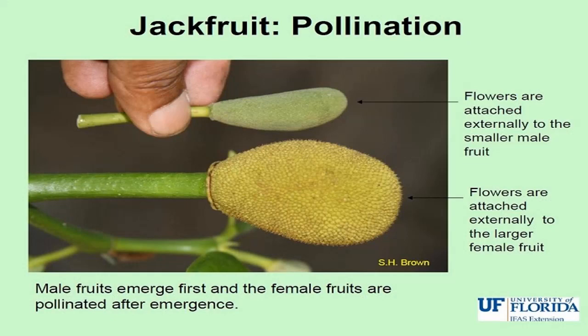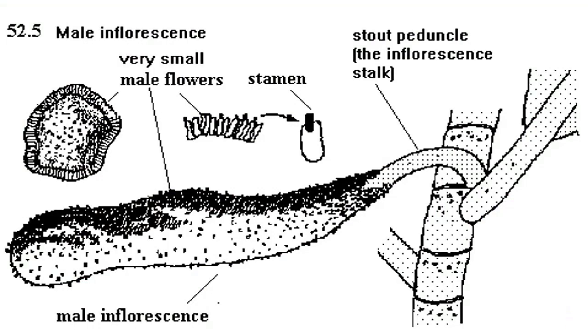First, the jackfruit pollination system. Flowers are attached to the smaller male fruit, and flowers are attached externally to the larger female fruit. So, we know that the male and the female structures have flowers, which ultimately form the fruit structures, but they are on a larger structure. See, the individual structures are the fruits, and the larger structure is the fruit holding structure.